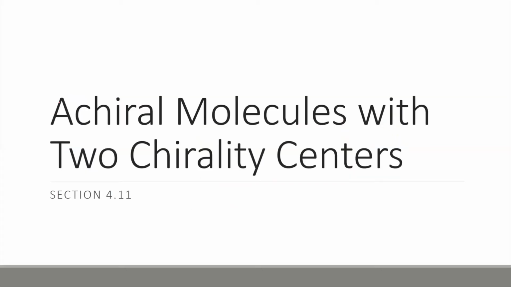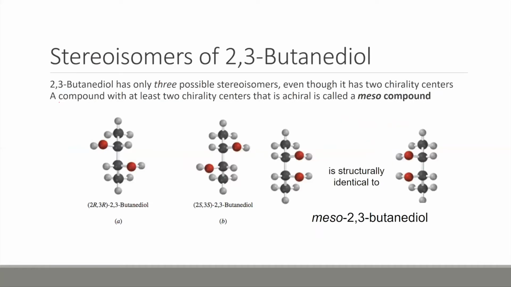Now, we've talked about molecules being achiral in the past, and one of the things to look for, we talked about, was a plane of symmetry. Molecules that have two or more chiral centers can also be achiral. We warned about this in the last chapter 4 lecture. I warned that while having a chiral center is a good indication that the molecule is chiral, it doesn't always mean that is true. You can have a chiral center or multiple chiral centers, and the molecule can still be achiral.